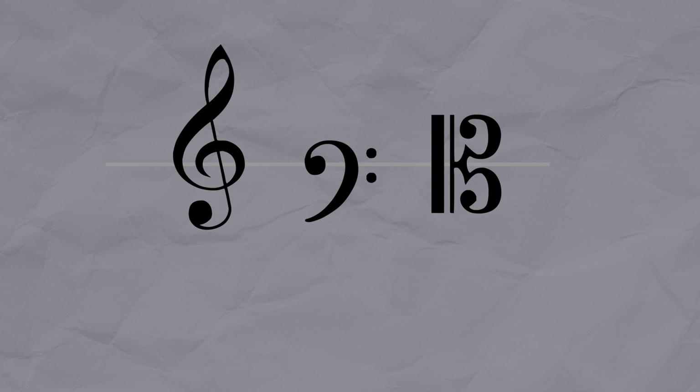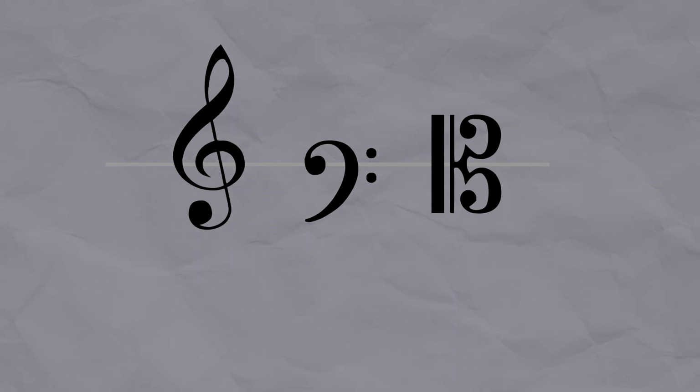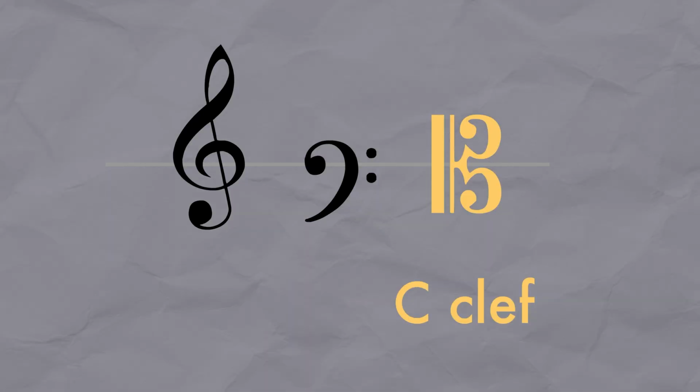That's where clefs come in. Clefs center the staff around a different set of notes depending on the specific range of the musical instrument that the part is written for. There are 3 clef symbols used in modern music: the G-clef, the F-clef, and the C-clef.